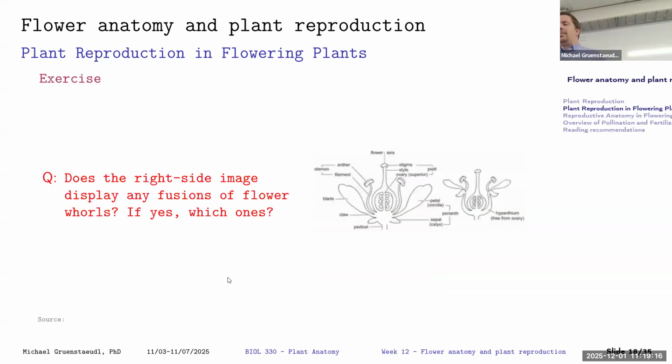Take this example. Here in the center, you would have a flower without any fusion. What about the one over there on the right-hand side? Does that look like any fusion? You have such a longitudinal section. You have the nice carpel here with the ovary and the individual ovules here, each of which will develop into a seed if fertilized. What about the stamens, though? Doesn't this look a little weird to you?